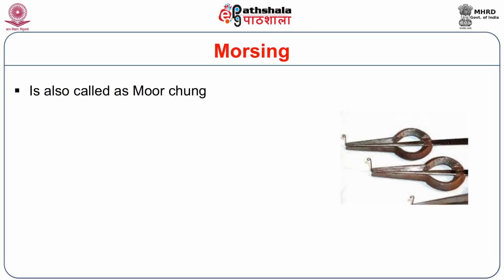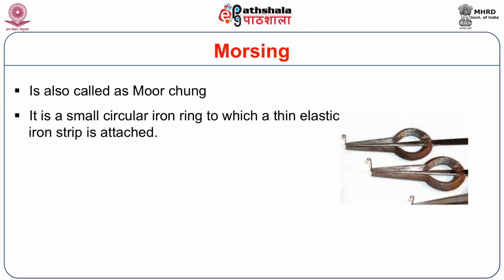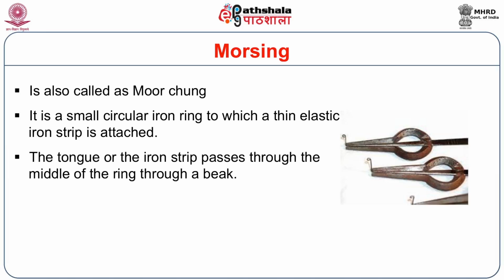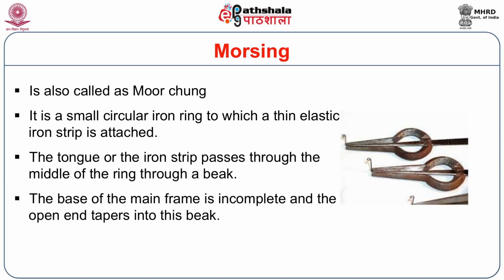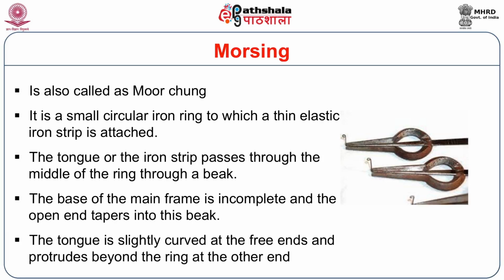The next instrument that we are going to deal with today is Morsing. It is also called as Moorchang. It's a small circular iron ring to which a thin elastic iron strip is attached. The tongue or the iron strip passes through the middle of the ring through a beak. The base of the main frame is incomplete and the open end tapers into this beak. The tongue is slightly curved at the free ends and protrudes beyond the ring at the other end.